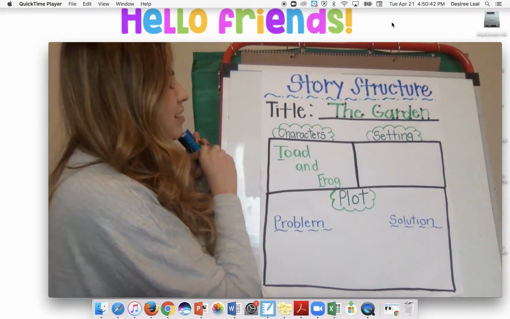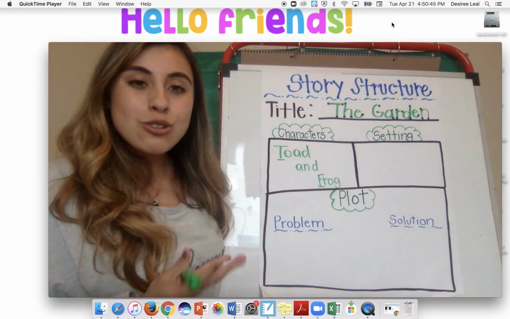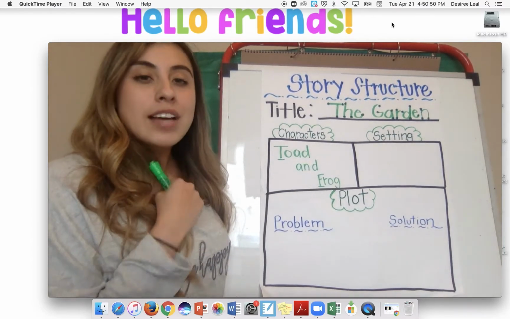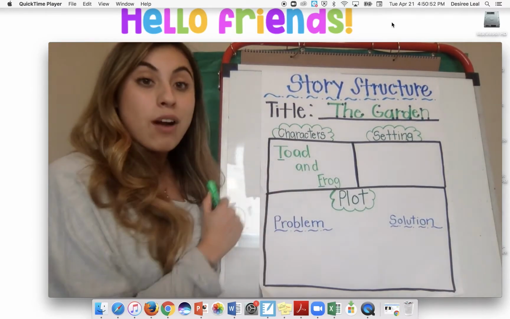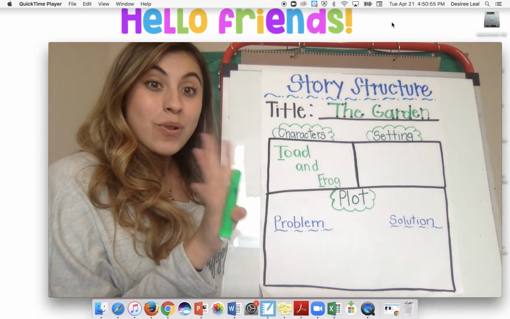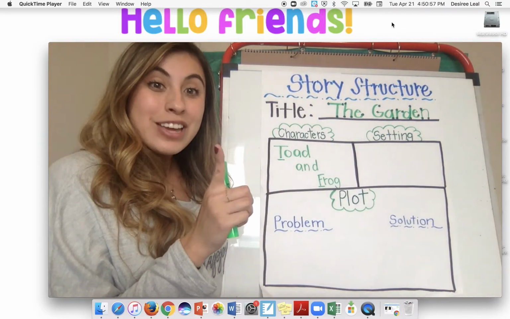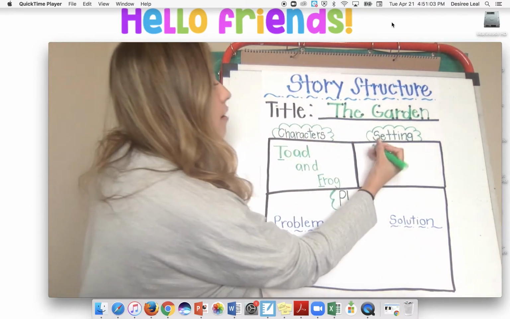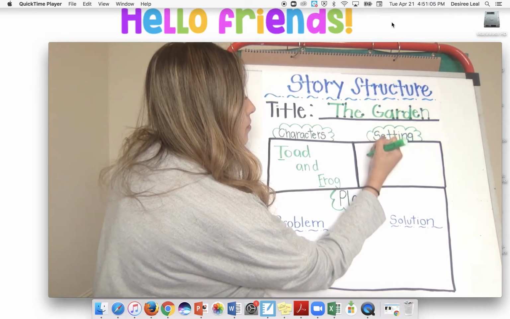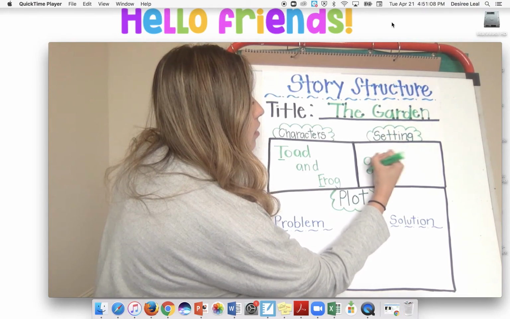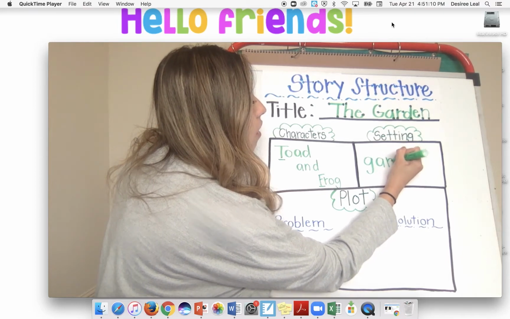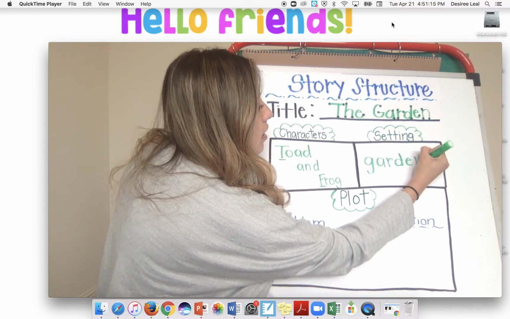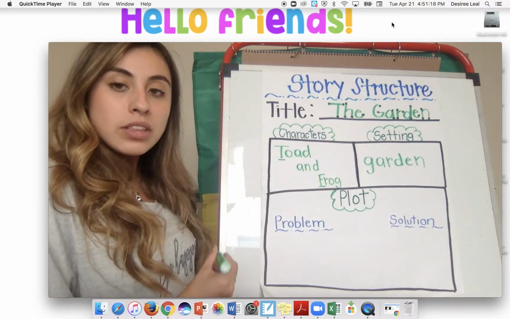All right, now let's think about our setting. Where was the story taking place? Ready? I'm going to give you 5 seconds to tell somebody next to you or tell yourself, where were Toad and Frog in the story? You're correct. They were in the garden, right? Just like our title. They were in the garden. I'm just going to put the word garden. Oh, look at that. It has that R. A-R. Garden. They were in the garden. Very good.